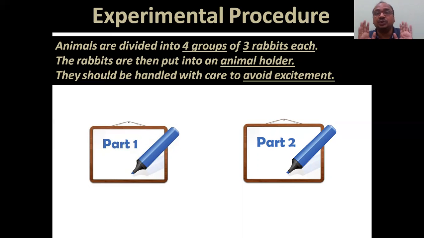The rabbits are then put into the animal holder. In that you have to hold it. They should be handled with care, so handle the rabbit slowly. Don't make a commotion. If you do, what happens? It undergoes excitement, and that excitement leads to the blood sugar level increasing further. So avoid that: be cool, be calm, handle very gently.